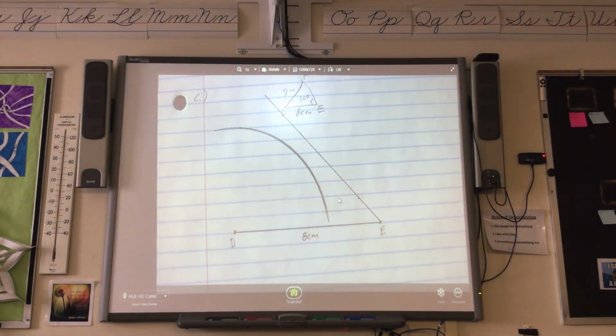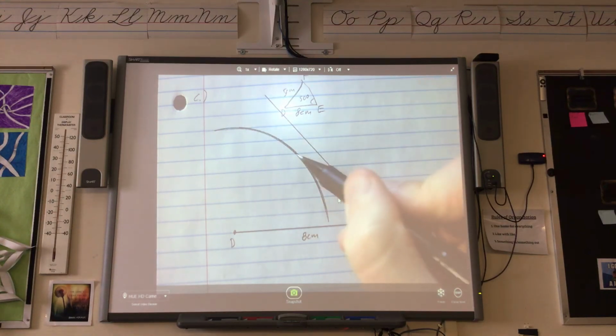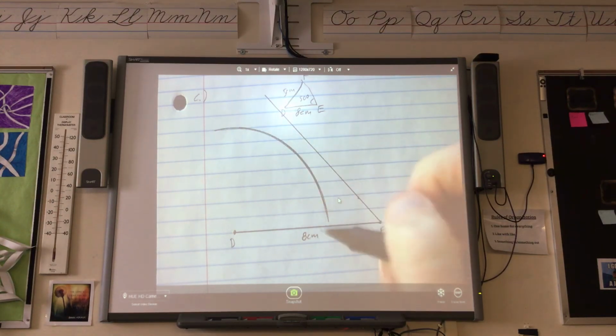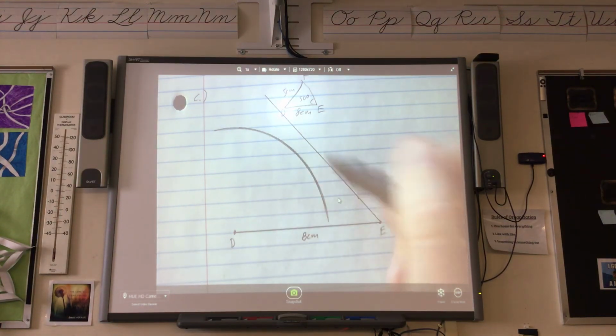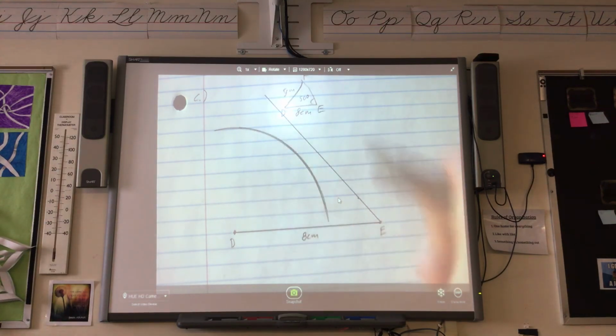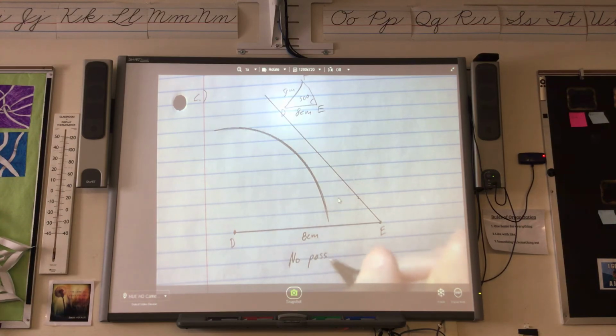What do you notice? Hey, there's nothing where this intersects that. So what does that mean? That means, yes, for problems like this on the assignment, you should still be writing them, but you have to say no possible triangles. Because there's nothing there you can do. You can't actually make that a triangle.